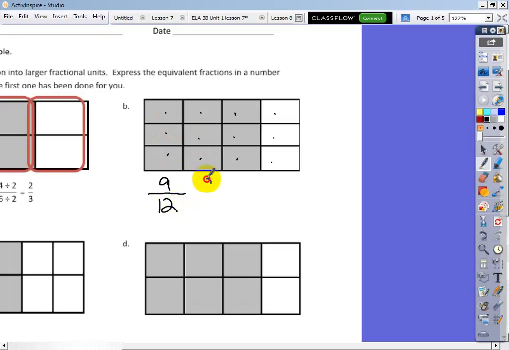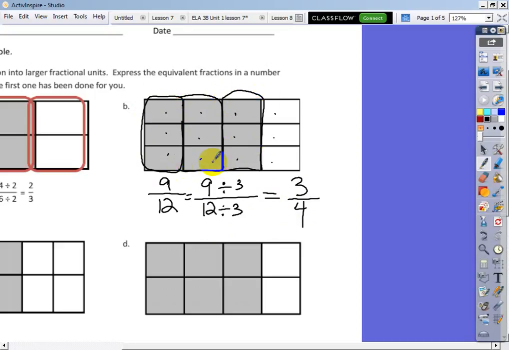So I could divide 9 over 12 by 3 and 3. Sometimes it takes a while to figure out which number it is that they want you to divide by, but it looks like they're both divisible by 3, because 3 times 3 is 9, so that's 3. And what times 3 is 12? 4. So 3/4. And you can actually see it here. 1, 2, 3 out of the 4th. Okay, so there's 1, 2, 3 out of this 4th one here.